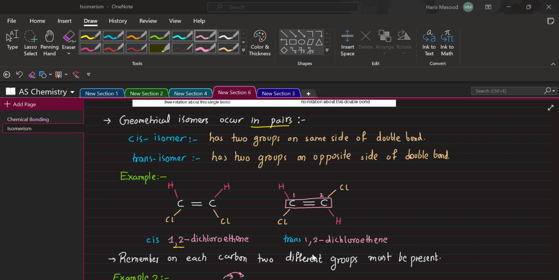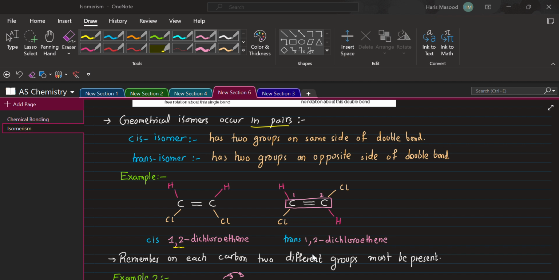You can say the position of hydrogen or the position of the group. If the hydrogens are on the same side, you can say that it is cis. And if the hydrogens are on the opposite side, it is trans, because we are considering hydrogen and chlorine as a group. We're not talking about functional groups, it's just a group of elements. So it could be chlorine, it could be CH3, it could be any group.